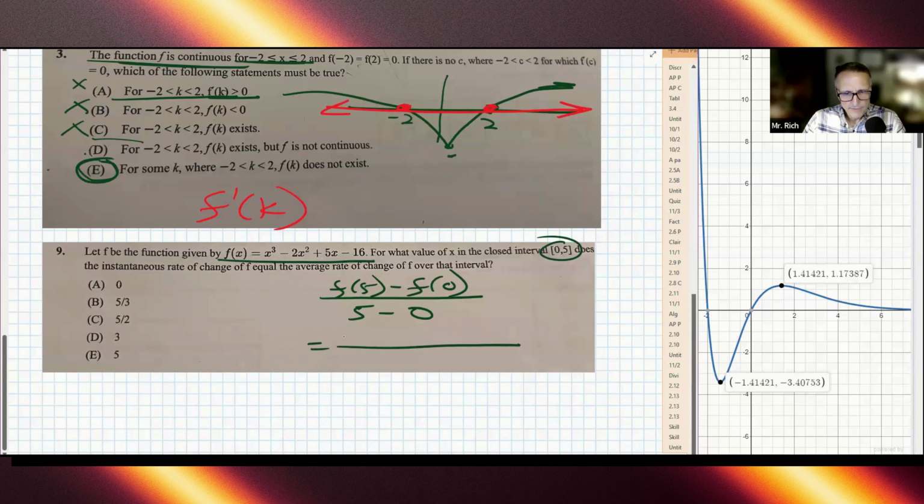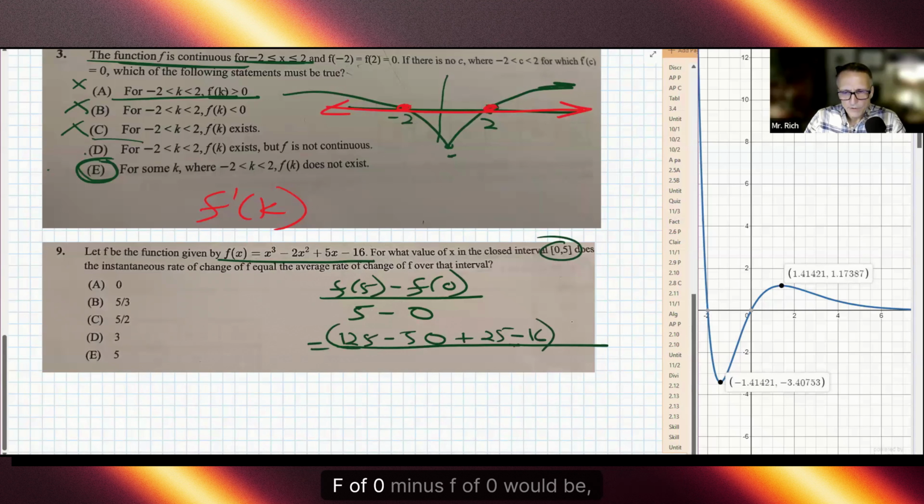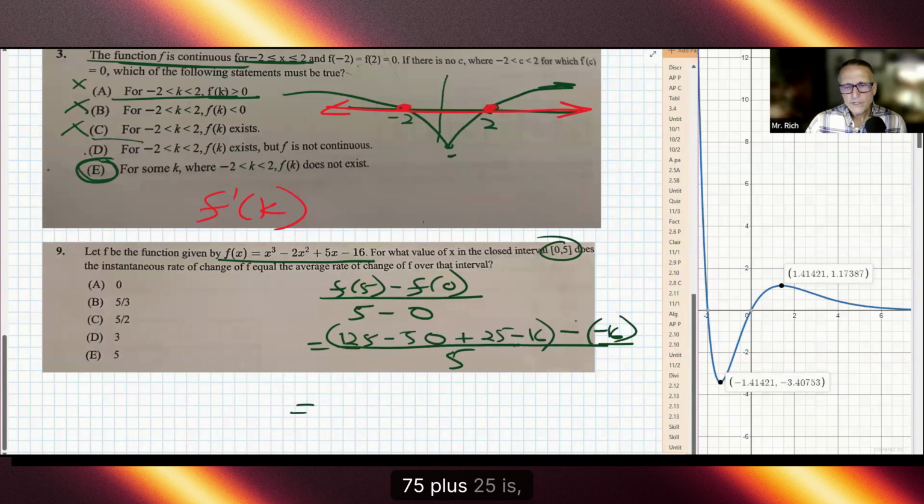So let's do f of 5. That would be 125, 5 to the third, minus 5 squared times 2, so that'd be minus 50, plus 5 times 5, minus 16. That's f of 5. Then minus f of 0, which would be negative 16. And then down here is a 5, obviously. All right, 125 minus 50 is 75. 75 plus 25 is 100. This is negative 16 plus 16. So this looks like it's 100 over 5.